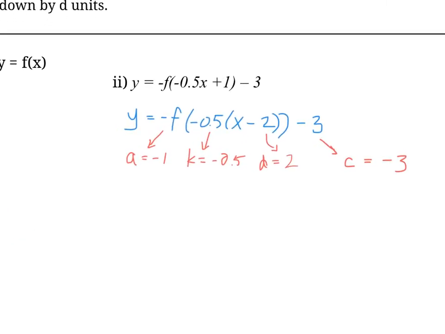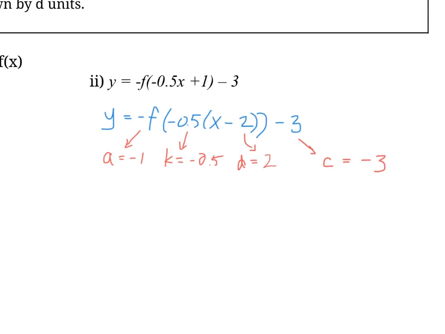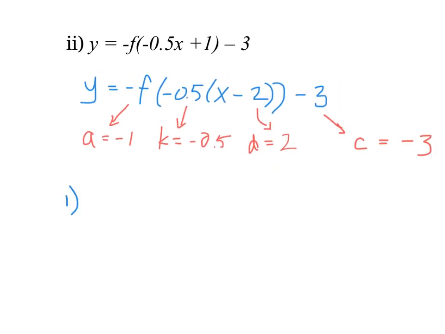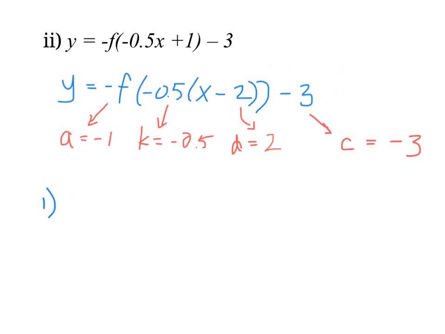So let's list those transformations. Let's see what's happening here. We're going to start with the a and the k, and then we'll get to the translations later, the d and the c. So transformation 1, let's look at that a value. What is that a value of negative 1 going to do? Well, it's just going to reflect. So reflection in which axis? X-axis, right? Because it has to do with the y values. So the y values basically get reflected in that x-axis.